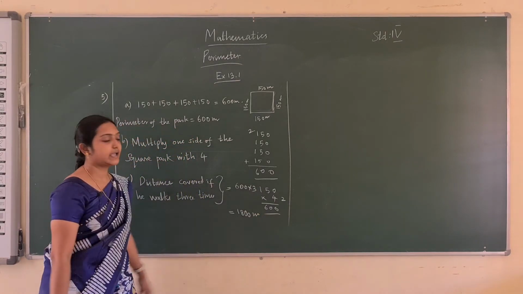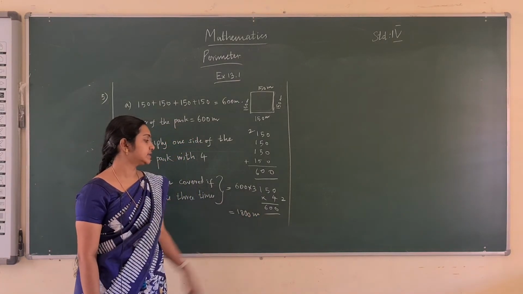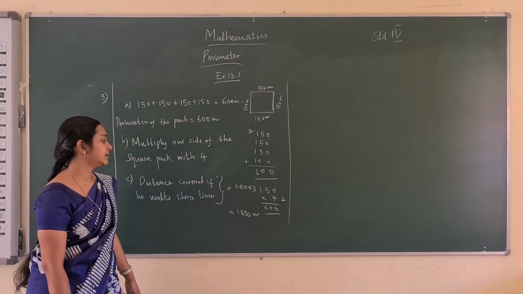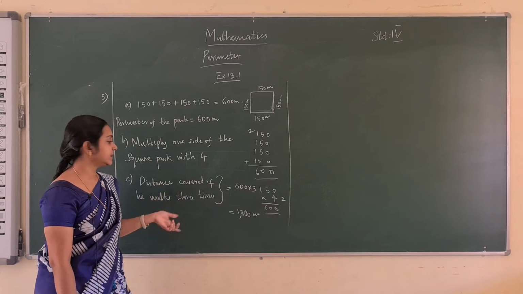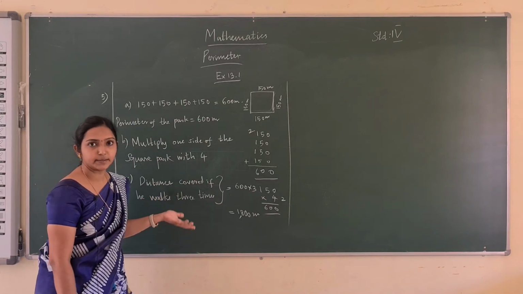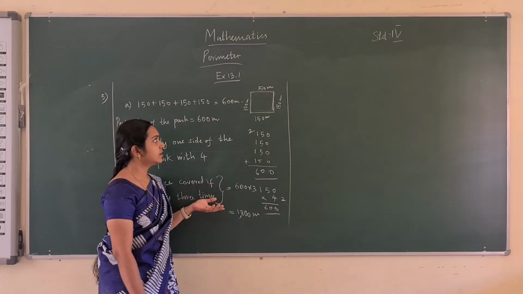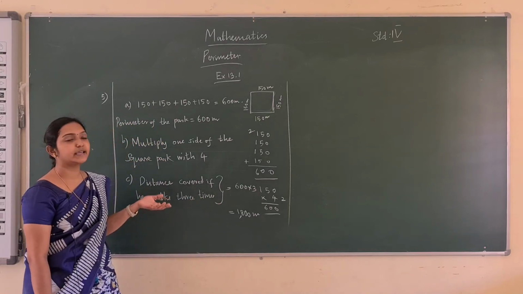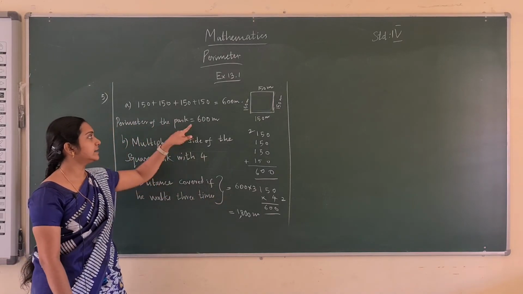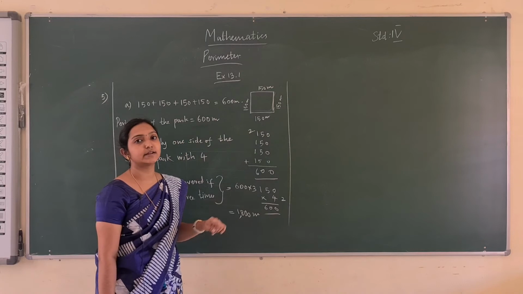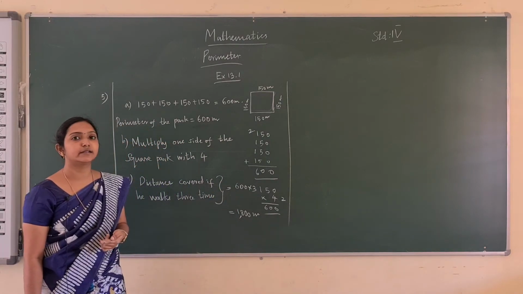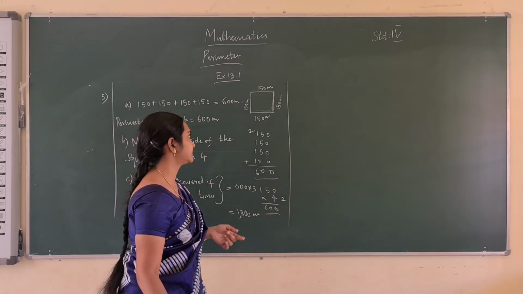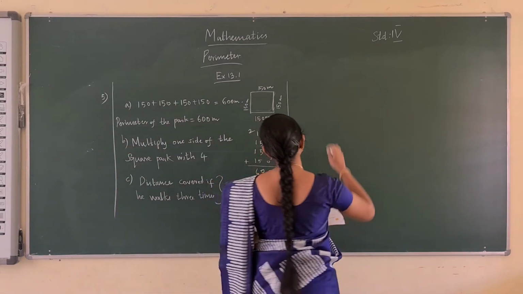6 3s are 18. Add 2 zeros. So it is 1800 meters. Walking 3 times around the park means we have to multiply the perimeter by 3. Already we have found the perimeter as 600. So multiply 600 by 3, it is 1800. That is the answer. Next question.